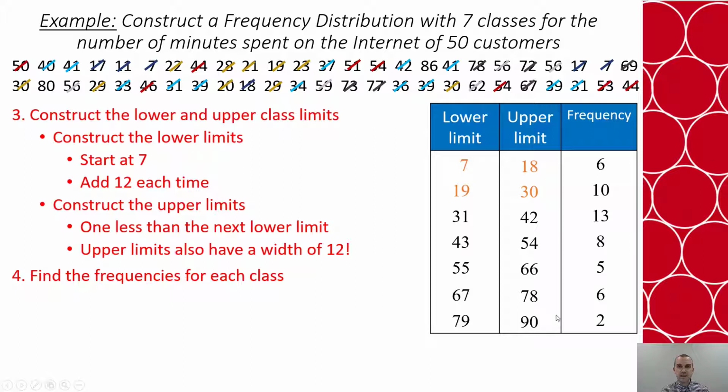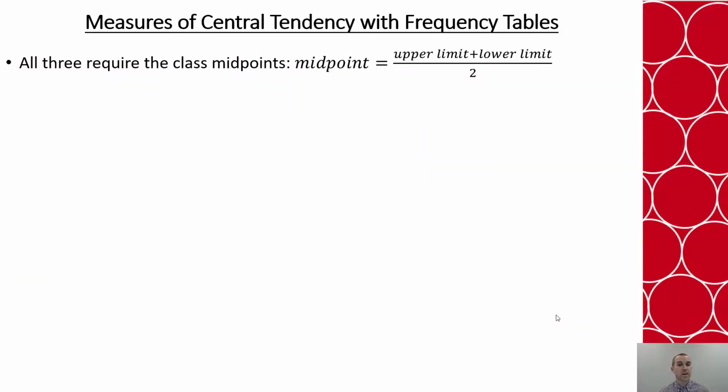So it takes a little bit to create a frequency chart, but I just take it one piece at a time, start with those lower limits, then create the upper limits, and then start to slowly count my frequencies. Now, what all can I do with those frequency tables? I can actually find the mean, the median, and mode from a frequency table. But to do this, I first have to find the class midpoints. To find that, I take my upper limit and add my lower limit and divide by 2. In other words, I'm finding the literal midpoint between those two upper and lower limits.